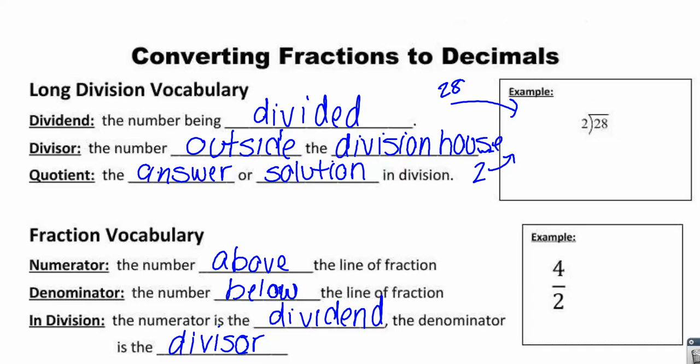2 goes into 2 one time. 2 times 1 is 2. Subtract, I get 0. Bring down the 8. 2 goes into 8 4 times. 2 times 4 is 8. Subtract, I get 0. My quotient for that problem is 14.